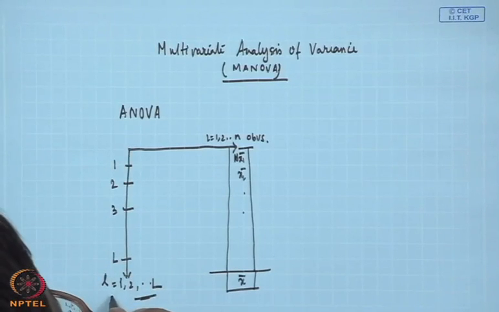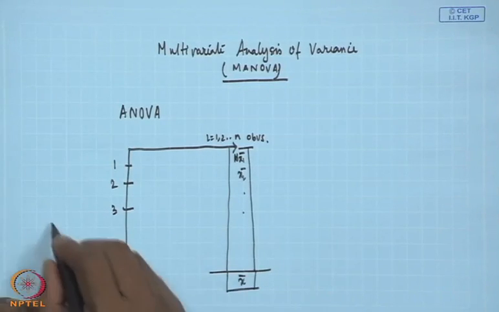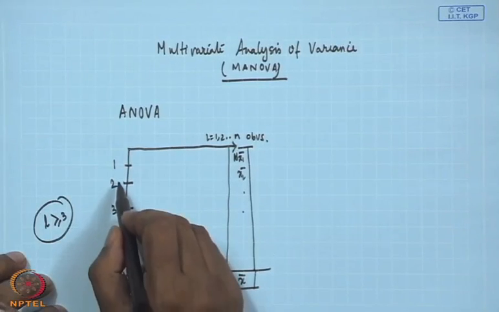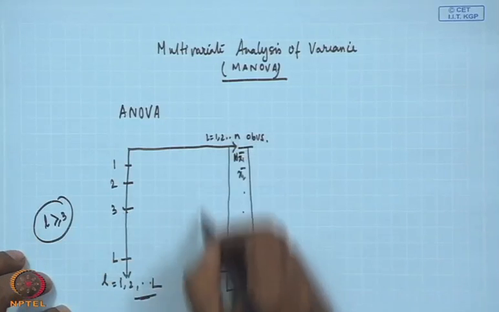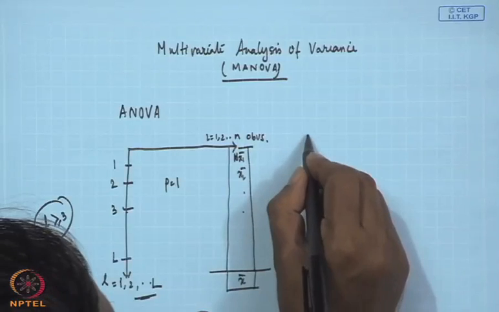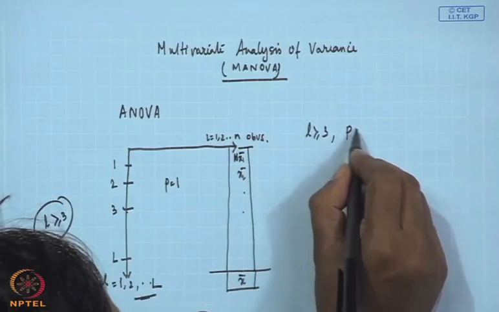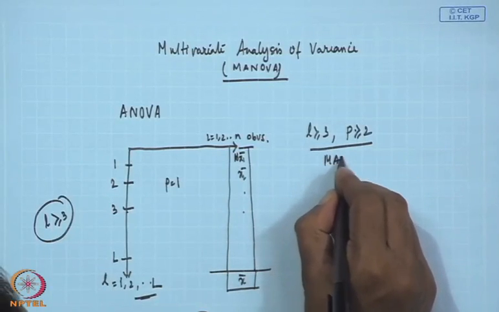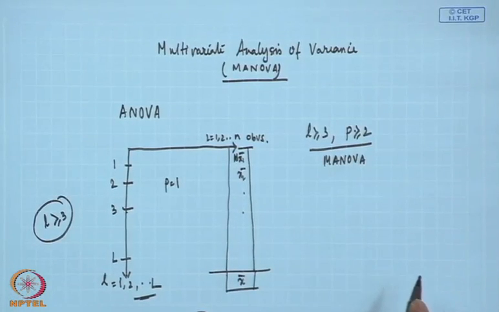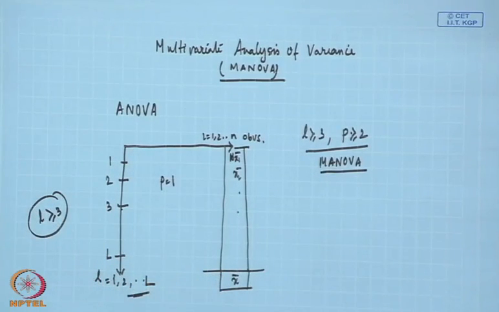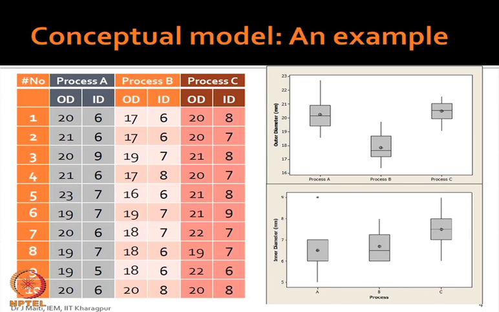Now, in case of ANOVA, that L is greater than or equal to 3, that means if there are 3 or more populations with one variable, p equal to 1, you are going for ANOVA, and when L is greater than or equal to 3, but p is 2 or more, then you will go for MANOVA. And the hypothesis we will propose, we will see later on, but before that let us see one example.